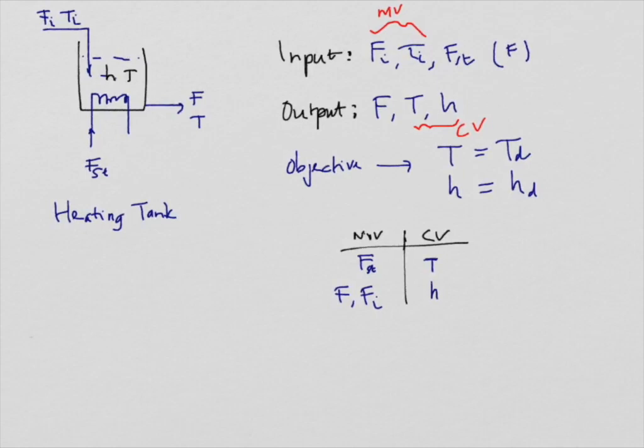Oh, excuse me, that is a mistake. The manipulated variable is not Fi and Ti, but Fi and Fs, the flow of steam. We choose these variables as manipulated variables. So the other input variable is Ti.